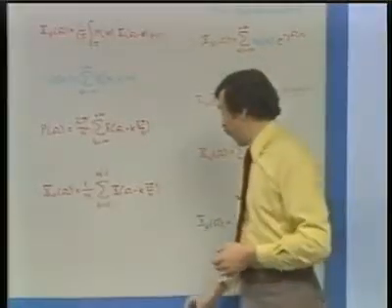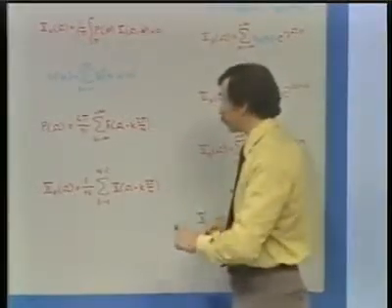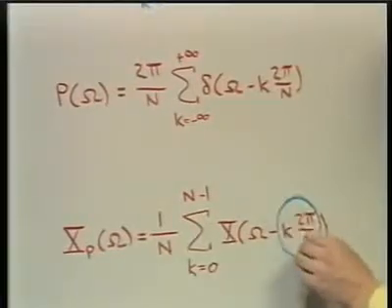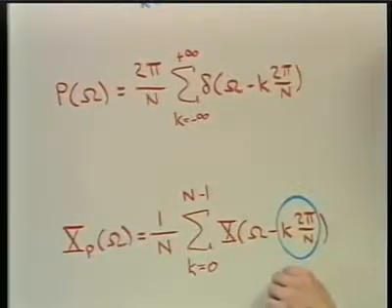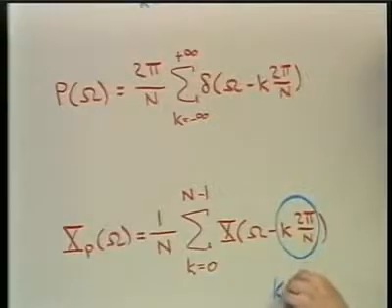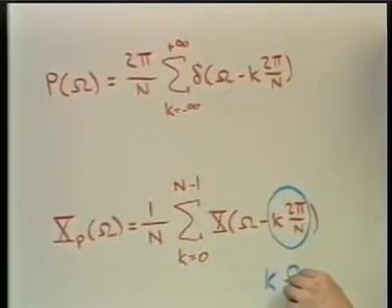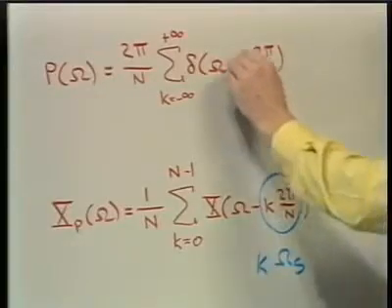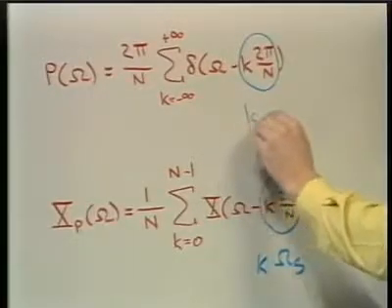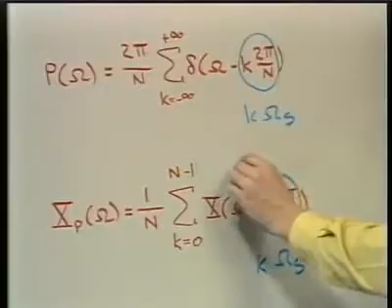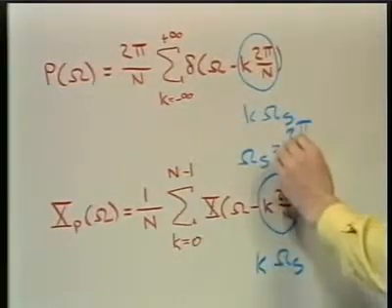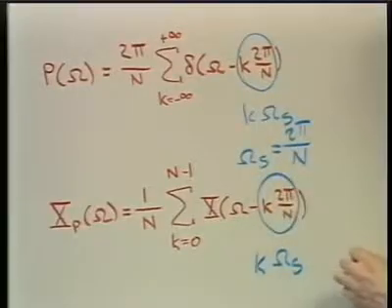In particular, looking back at this equation, what we recognize is that this term, k times 2 pi over capital N, is in fact an integer multiple of the sampling frequency. And the same thing is true here. This is k times omega sub s, where omega sub s, the sampling frequency, is 2 pi divided by capital N.